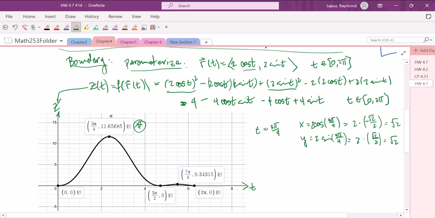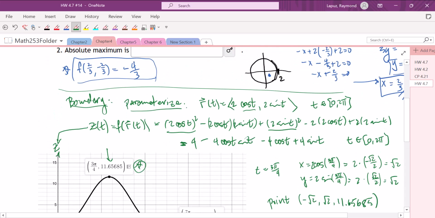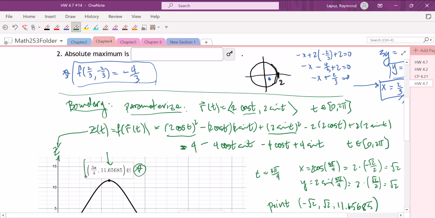And then you have a z value of this. So your point is going to be negative square root of 2, positive square root of 2, and about 11.65685. Okay, so I think that will be our maximum.